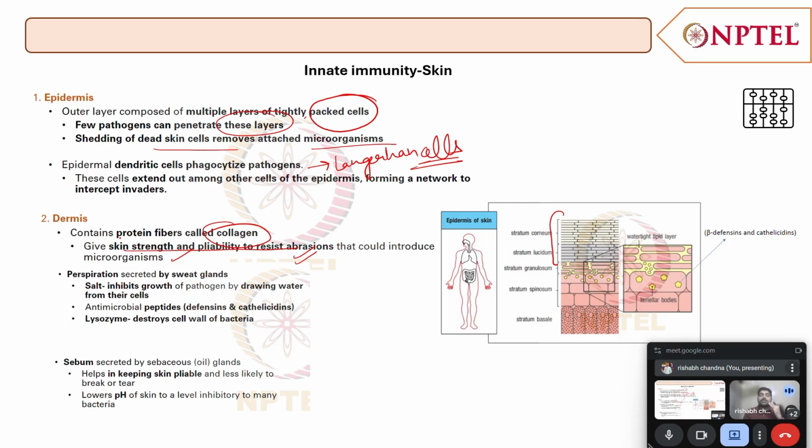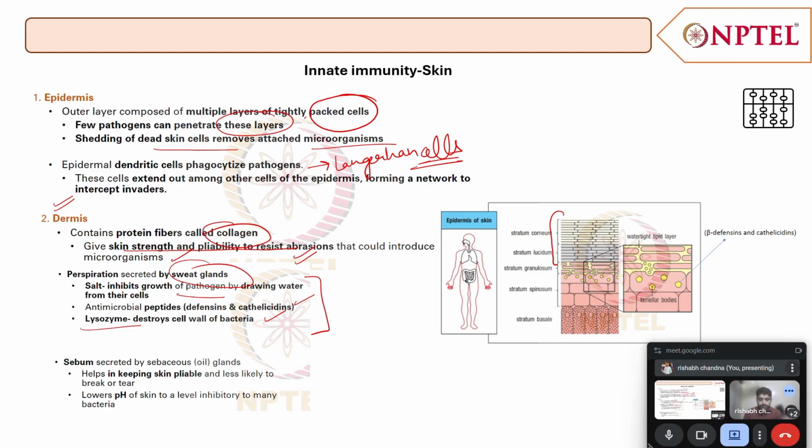Then perspiration is secreted by the sweat glands. The sweat glands are present in the dermis and secrete perspiration. It has salt that inhibits the growth of pathogens. And then we have antimicrobial peptides like defensins and cathelicidin. And also we have lysozyme that destroys the cell wall of bacteria. So these are the components of the perspiration that is secreted by the sweat glands.